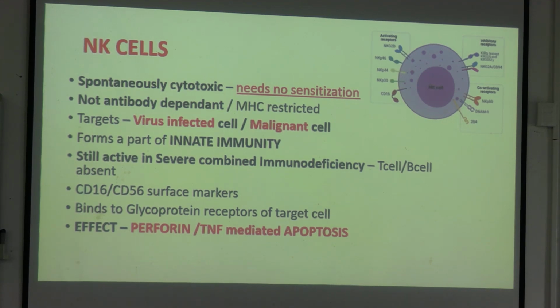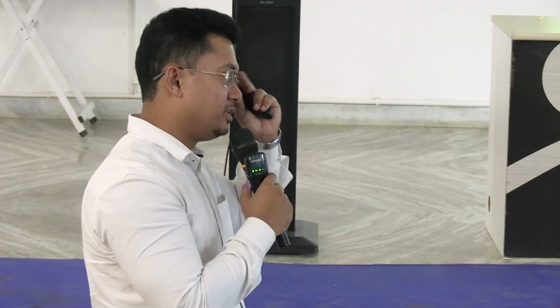Innate immunity, you have studied, right? They form a part of the innate immunity, and the most important thing is they are still active in cases of severe combined immunodeficiency where the B cell and T cells are absent. So they are the last hope for the immunocompromised patient, SCID patients, severe combined immunodeficiency patients. They all have the natural killer cell, but that doesn't mean natural killer cell will give you the immunity to all the viruses and all the bacteria in the world. No, they are present and they function in the SCID patients.